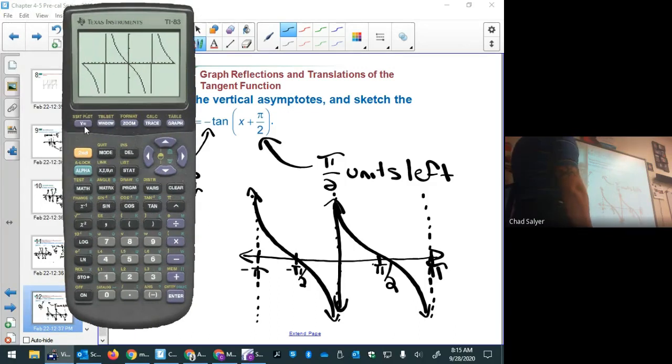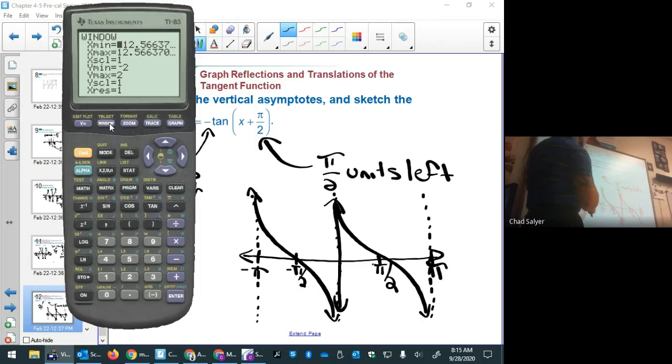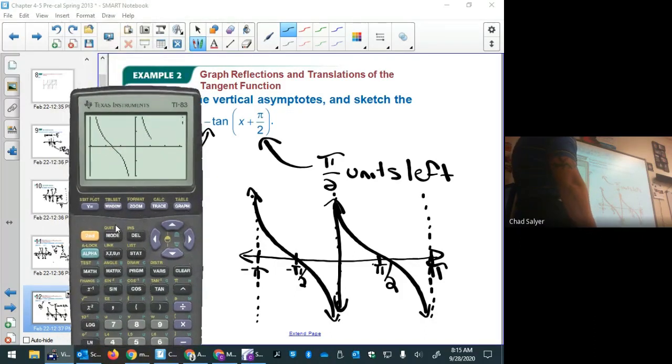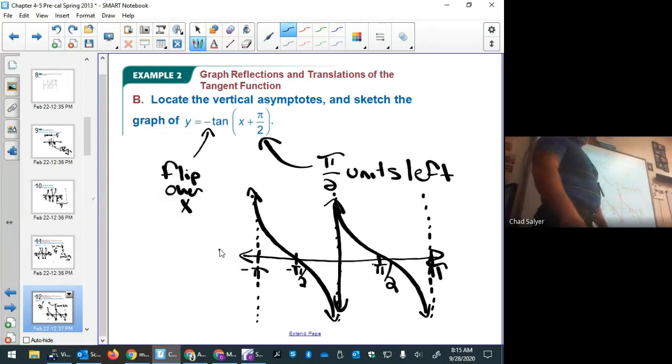Let's, as usual, double check ourselves. Negative tangent of x plus pi divided by 2. Remember, you must be in radians mode when you're graphing, or you're going to have all sorts of issues. We want to go from negative pi to pi. All right. Questions about that one?